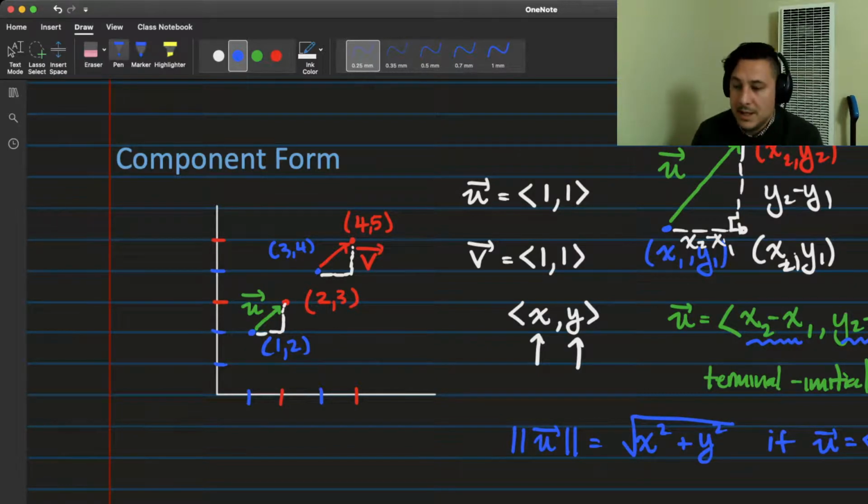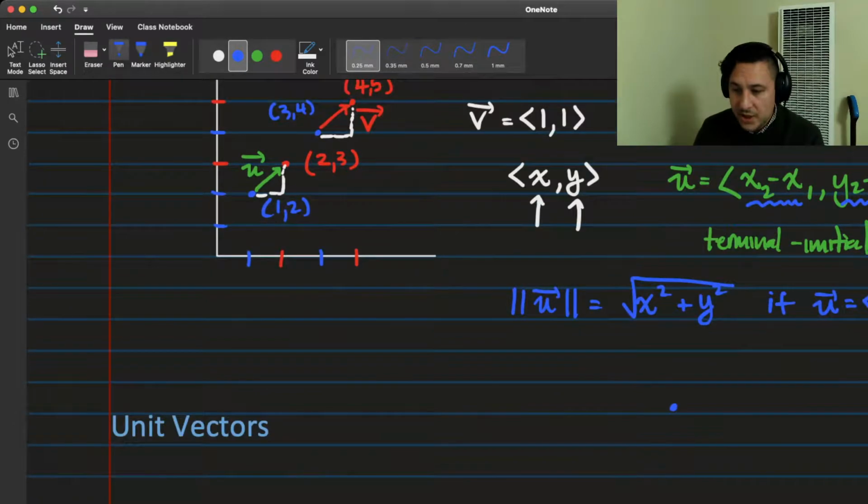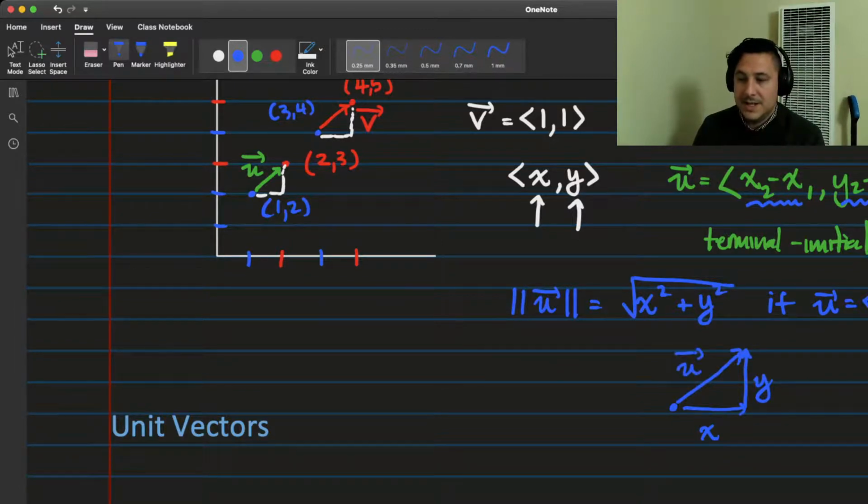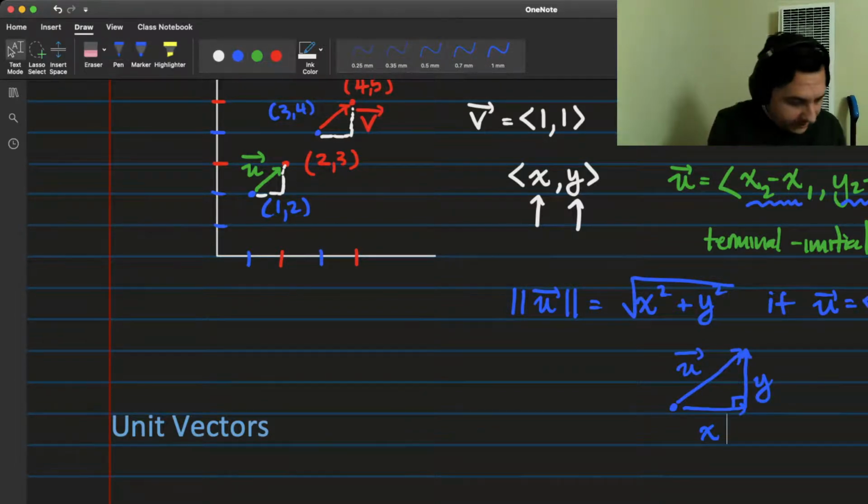Why? Because your vector u, you start at some initial point, you move x by this amount to the right, you go up y, that gives you your terminal point, and you can see that this is your u vector right here. That's the hypotenuse of this right triangle, right? So you just use the Pythagorean theorem to get there. Pretty straightforward.